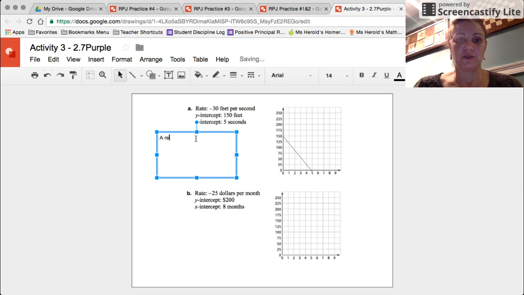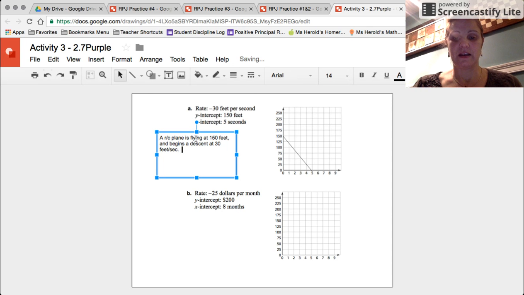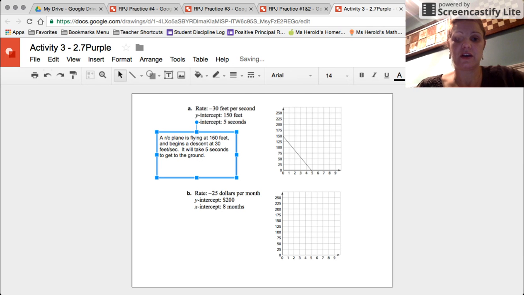So a remote control plane is flying at 150 feet and begins a descent at 30 feet per second. It will take 5 seconds to get to the ground, hopefully, and not crash.